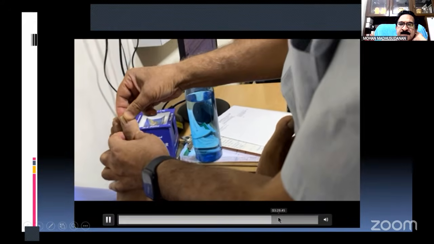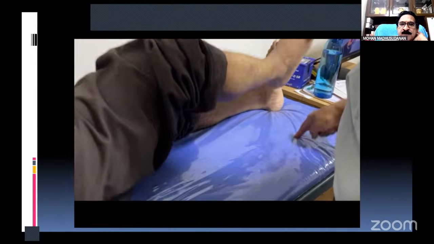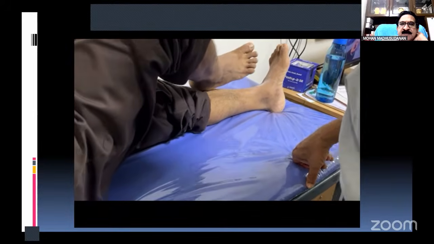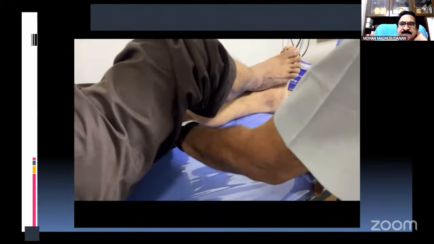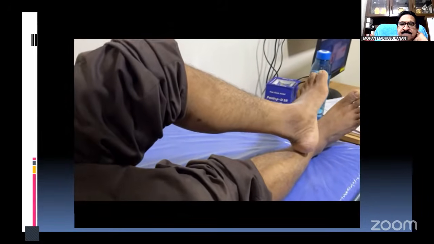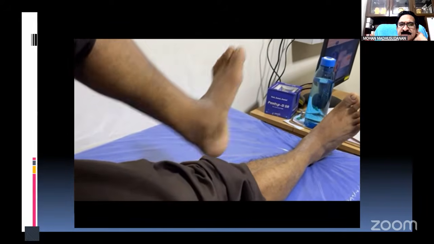Heel shin was slightly abnormal in both lower limbs. Right, incoordination is there in the heel shin test. Not gross, very mild incoordination.